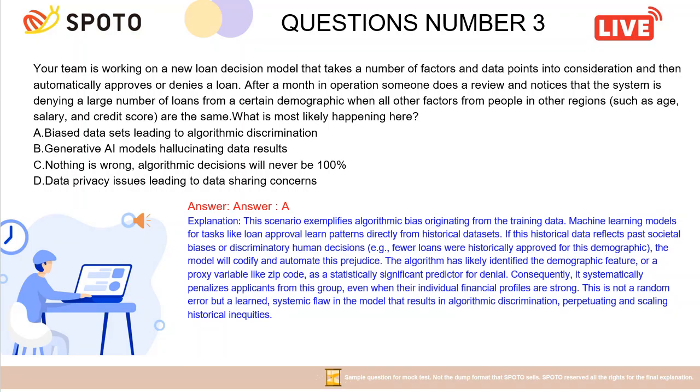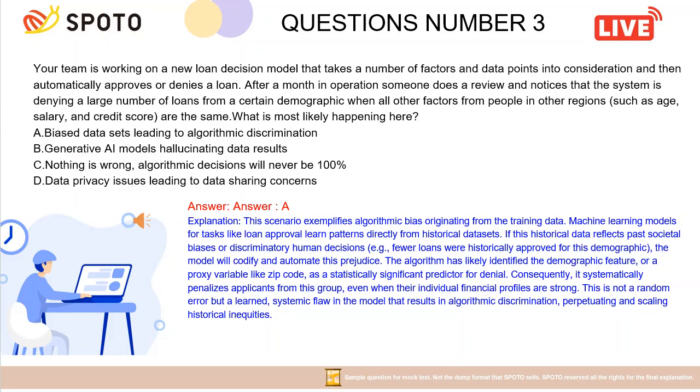Answer, A. This scenario exemplifies algorithmic bias originating from the training data. Machine learning models for tasks like loan approval learn patterns directly from historical datasets. If this historical data reflects past societal biases or discriminatory human decisions, e.g., fewer loans were historically approved for this demographic, the model will codify and automate this prejudice.